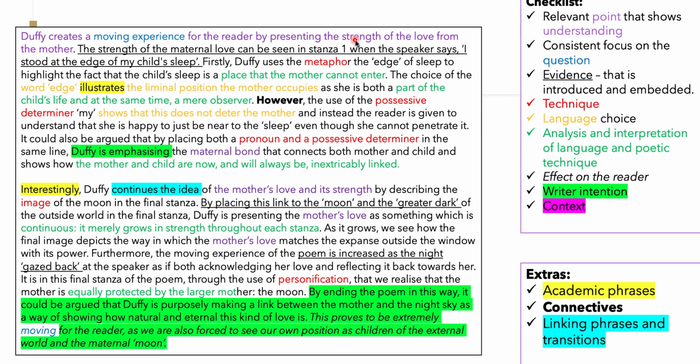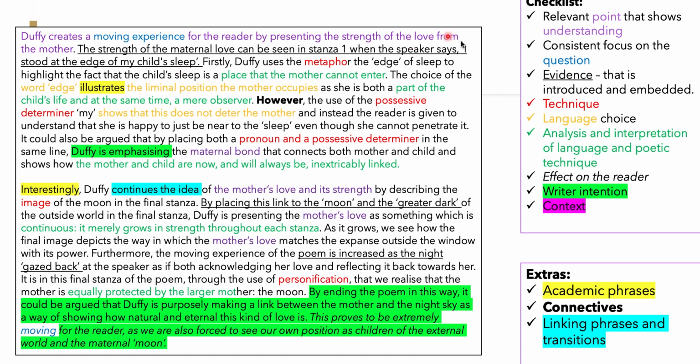So even when you put a quotation, you're explaining it. How does it show the strength of the love from the mother? So this is very important. Not only is it signalling direction of this particular section, but also showing that you can stay relevant and you can stay close to your point and make sure that you can pick quotations that reinforce this point.